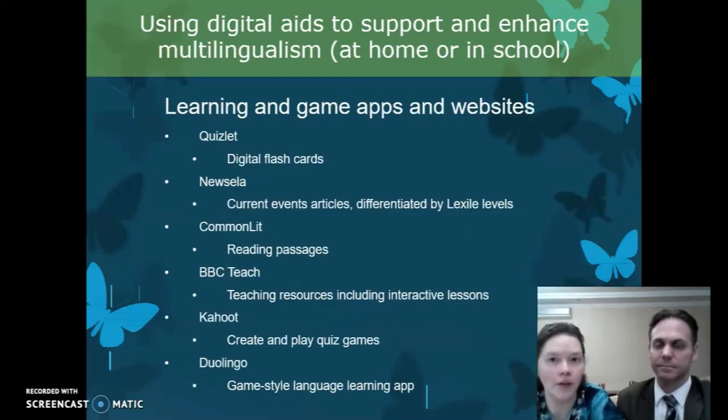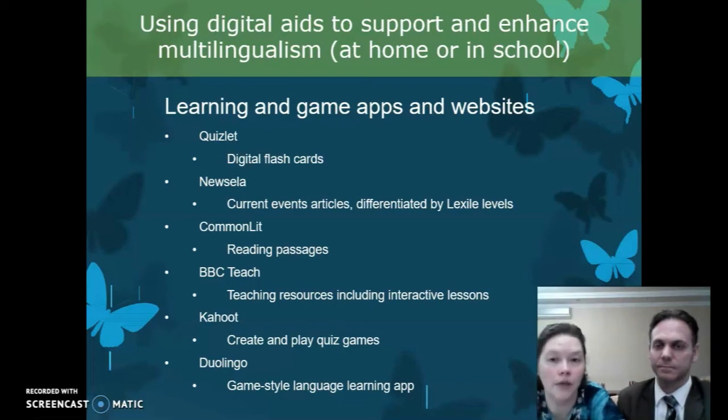There are many learning and game apps and websites that are available. At this point, many of them are free due to the pandemic. Some of them are always free. Some of them eventually will require a subscription, but this is just a very small list of what is available. Quizlet is a digital flashcard website. Your students can create or use flashcards already created to help practice vocabulary. Newsela has current events articles, differentiated by Lexile level so that you can assign them to students based on their ability.